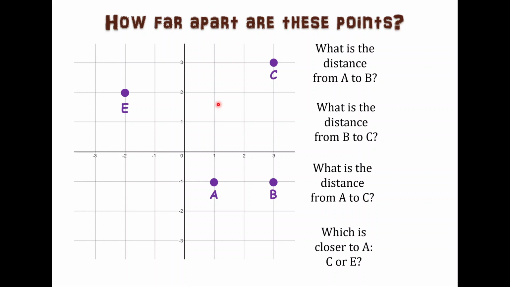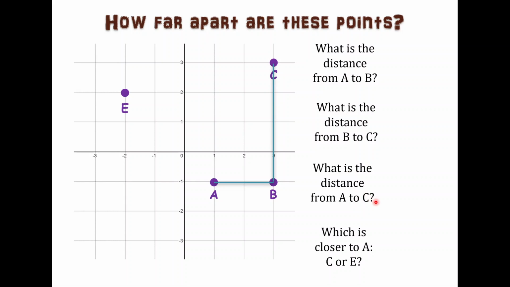How far apart are these points? For example, the distance from A to B, we can see, is 2 units. 1, 2. There's 2 squares between them. And the distance from B to C, well, 1, 2, 3, 4 is easier to see.